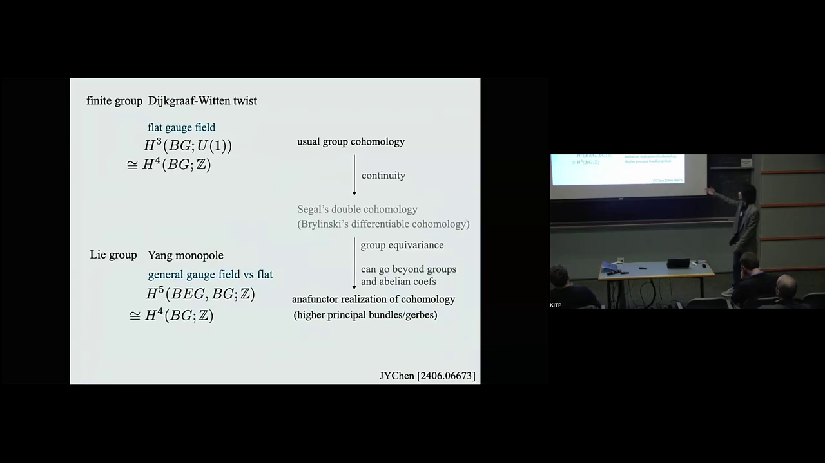And this is realized by the Anafunctor thing, which is behind the Villain model that I just explained. And this Anafunctor realization of cohomology is a generalization of the group cohomology by taking into account continuity and group equivariance, and it's a very general language that can go beyond groups and abelian coefficients. So at the beginning, I said this lattice instanton problem is related to the group cohomology problem for continuous Lie groups, and this is sort of the explanation to that.